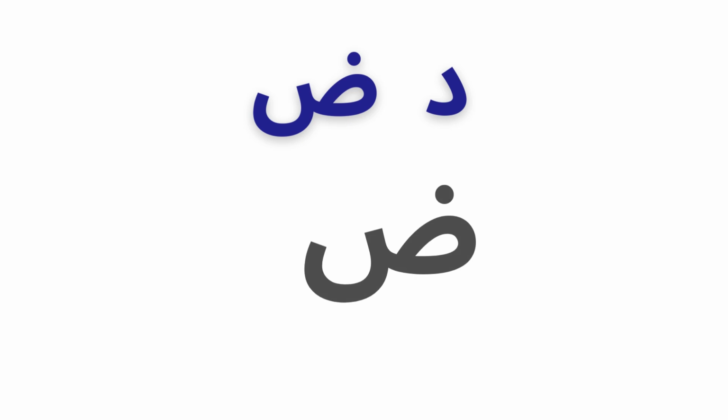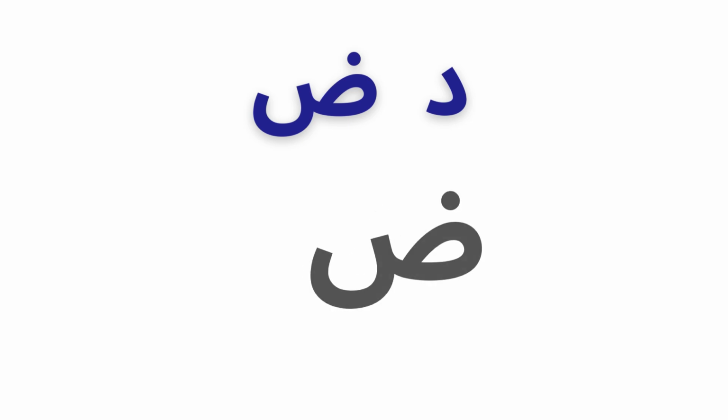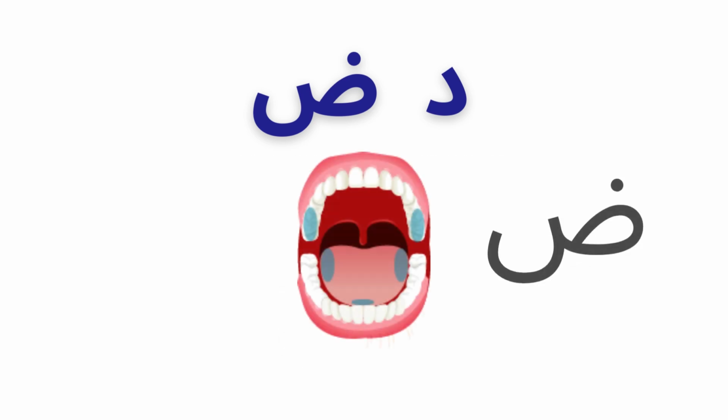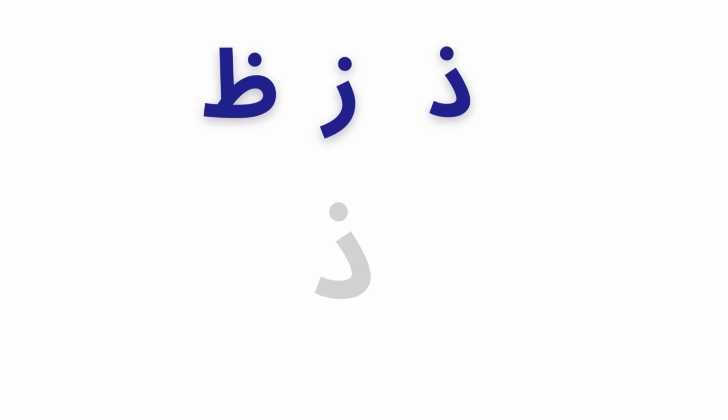Next we have dhal and dod. Dhal is pronounced by touching the tip of the tongue to the gum line of the top incisors. Da, like the English letter D. Dod sound is a bit harder to pronounce for beginners. The two sides of the tongue touch the upper molars, and the tip of the tongue touches the gum line. Dod.